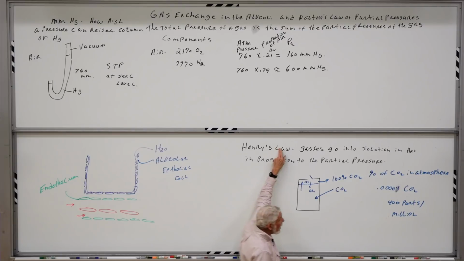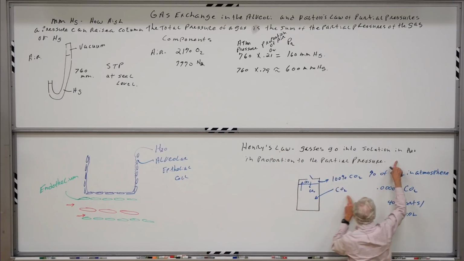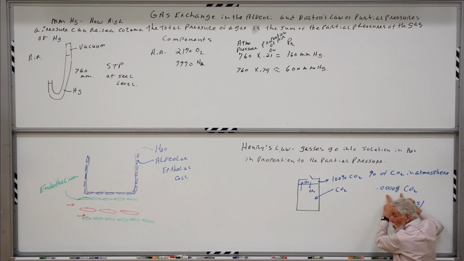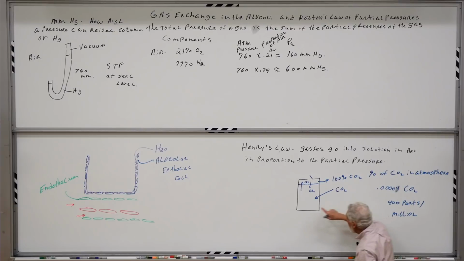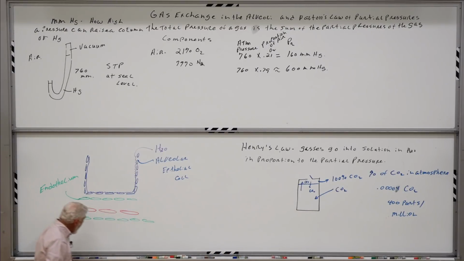Henry's law is telling us that the gases will go into solution in proportion to their partial pressure. When you get down to 0.04%, there's not much gas out there. And so the solution coming to equilibrium, you'll now come to 0.04% carbon dioxide in your beer, and that's flat. And so this is just an illustration of Henry's law.